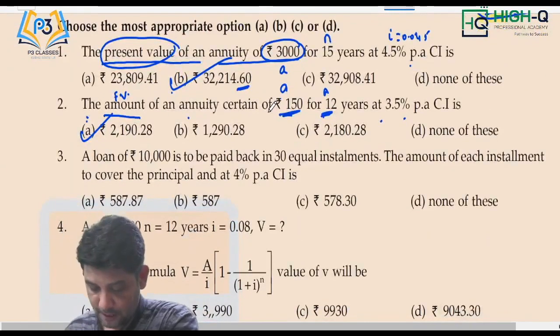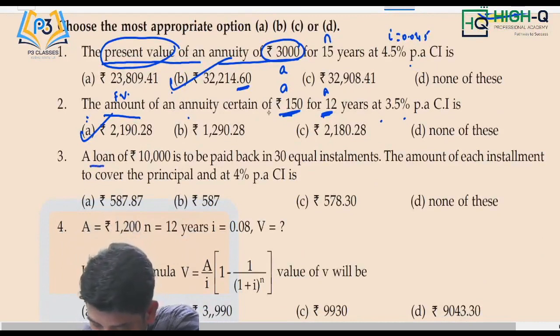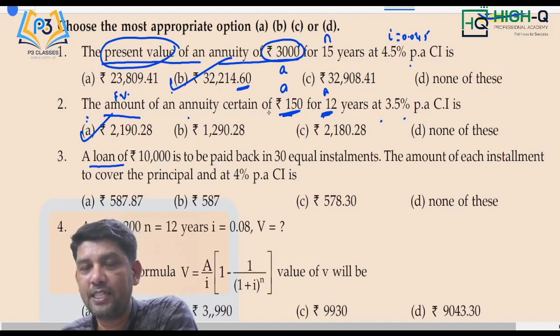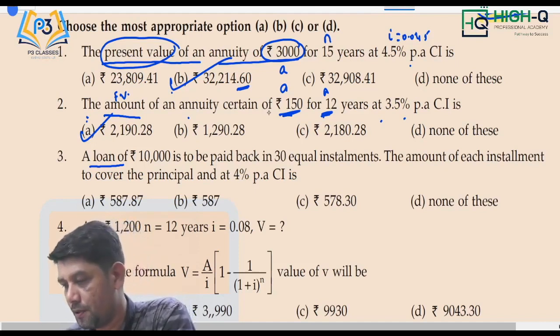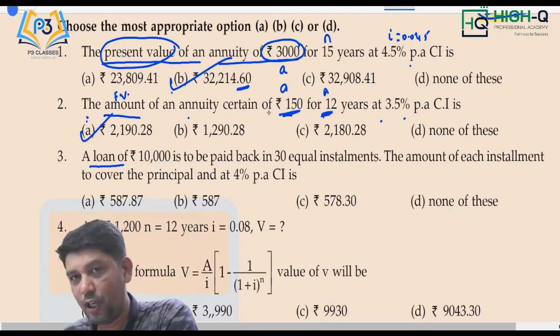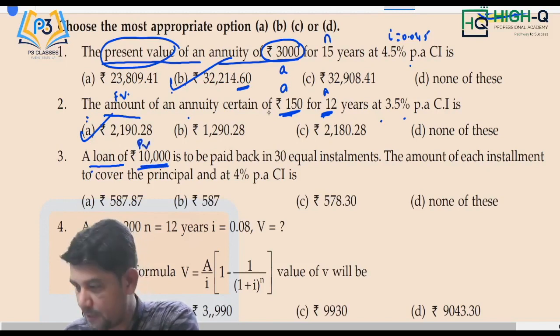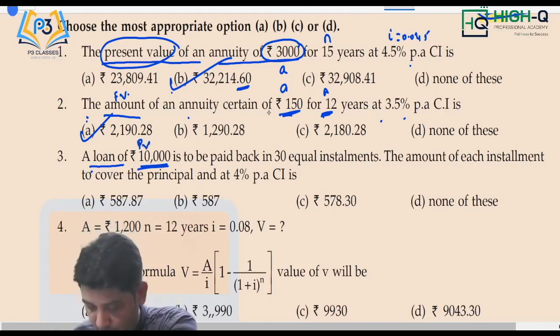Just look at this and read this one. "A loan of." The meaning of "loan of" tells you what type of question it is, whether it is present value or future value. Yes, present value. We are going to calculate present value here. A loan of 10,000 means they have given the present value, to be paid back in 30 equal installments, so n equal to 30. The amount of each installment to cover the principal at 4% per annum compound interest is.